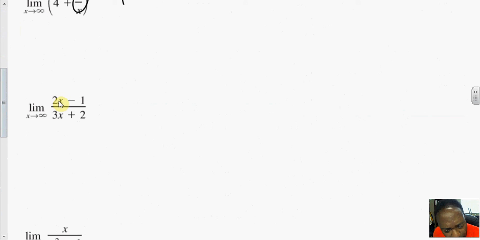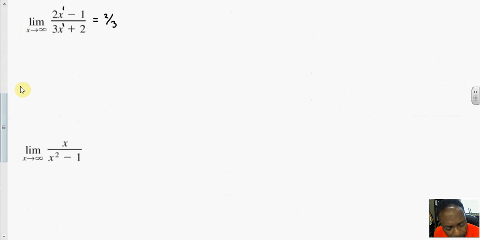The limit of this term: notice again that the leading coefficient is 2 for the numerator and 3 for the denominator, but their powers, or their degrees, are the same. So the limit becomes the ratio of the leading coefficients, 2 divided by 3. Here, when the degree of your numerator is less than the degree of the denominator, the limit is automatically 0.